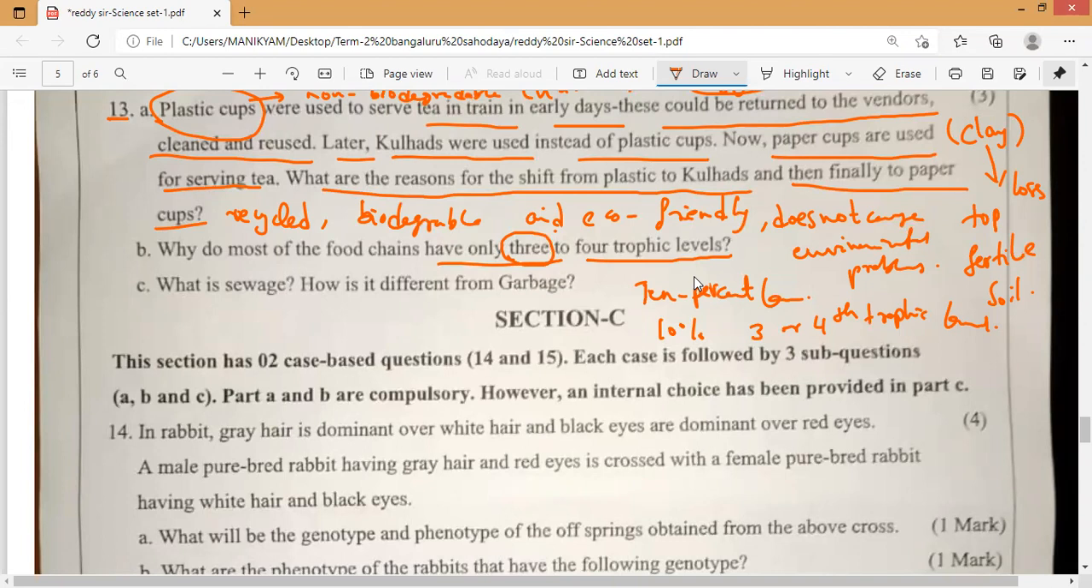So for the first, plastic cups half mark, next kulhads half mark, next paper cups half mark, and the B part is going to get half mark. So if any one thing is missing, you are going to get half a mark less.